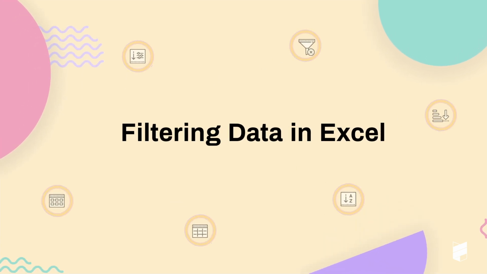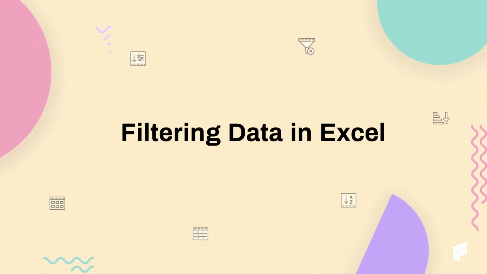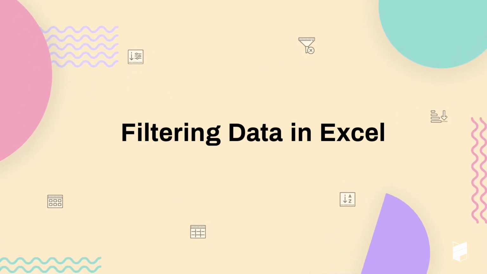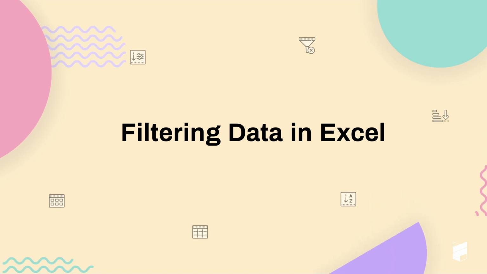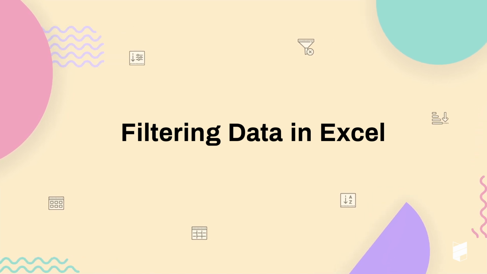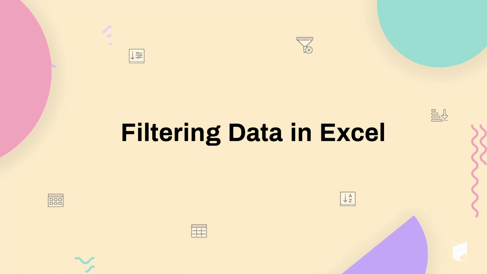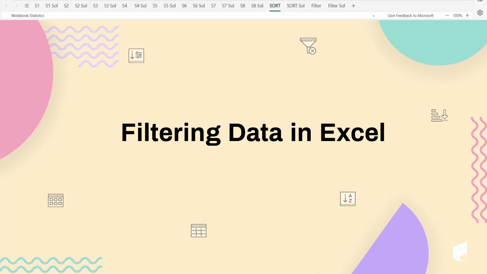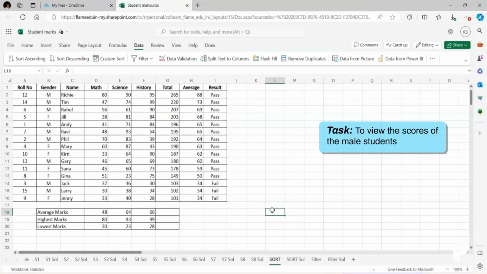Filtering, like sorting, helps to quickly identify the information you need. However, filtering, unlike sorting, allows you to quickly isolate rows that meet specific criteria without rearranging the data. Suppose you want to view the scores of just the male students. You can use filtering in Excel to accomplish this.